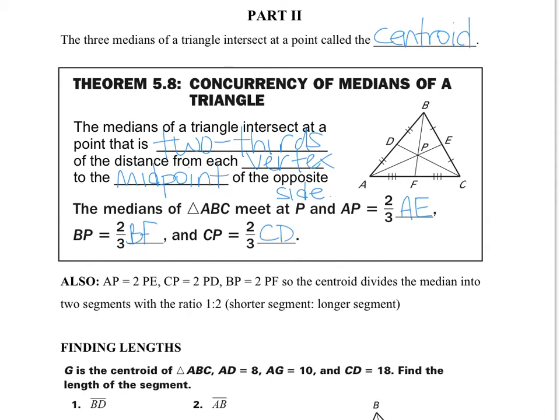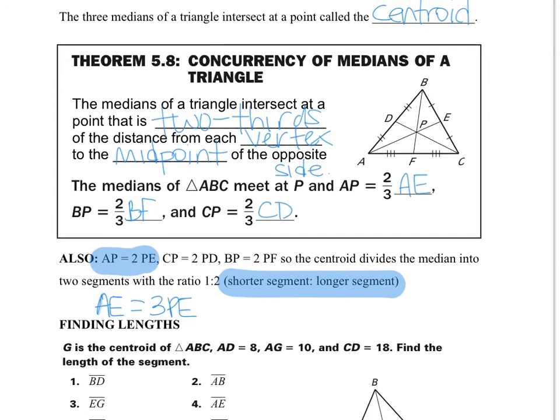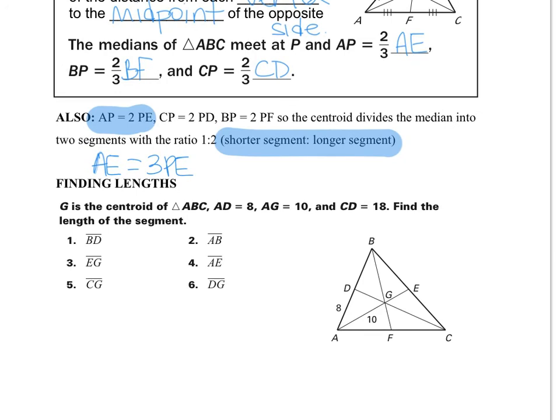I like to also make note that you don't have to use that. You could say that AP is 2 times the shorter piece, and it's just that there's a short segment and a long segment, and they're in a 1-to-2 ratio. The other little tidbit is that AE, and we're just looking at one median, but it'll be true for all of them, AE, the whole thing, would be 3 times the shorter piece. And you'll see that I do that a lot rather than using fractions.